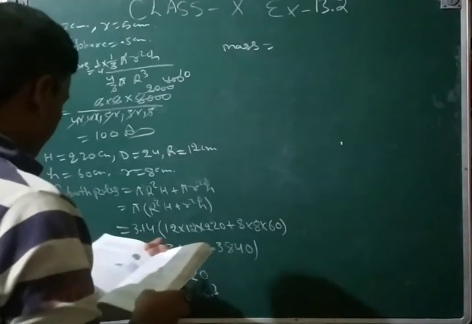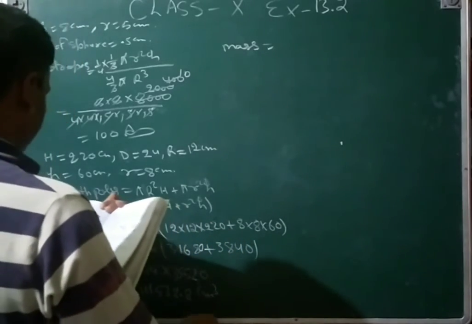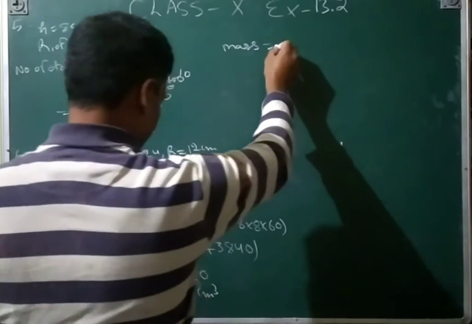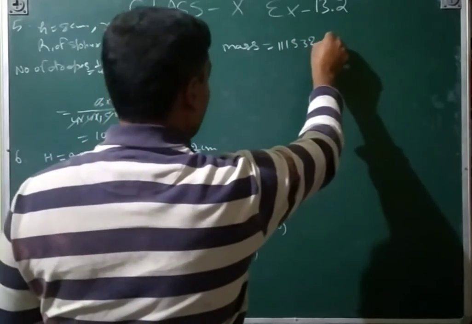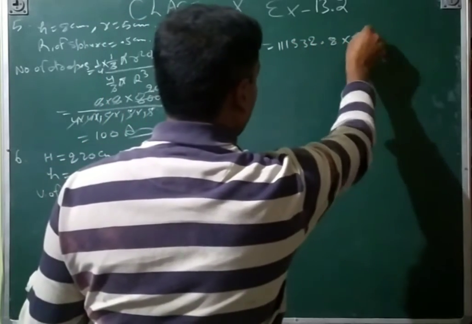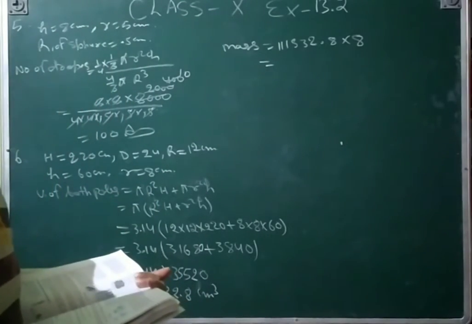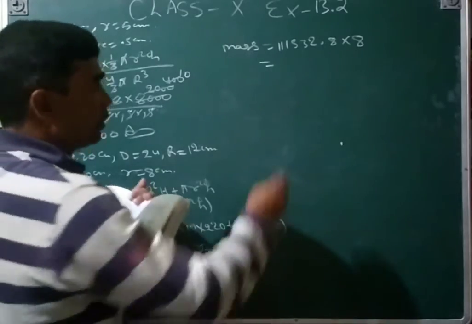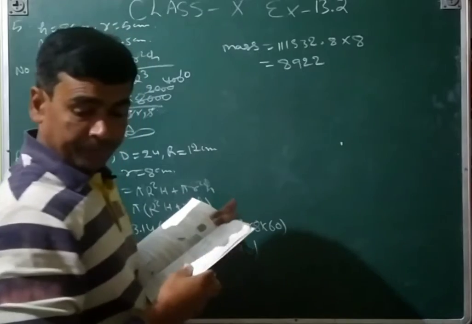Now the mass is equal to, that will be given here, 1 centimeter cube is equal to 8 gram. So that, 11532.8 into 8. 8 into 8, that will be 8922.